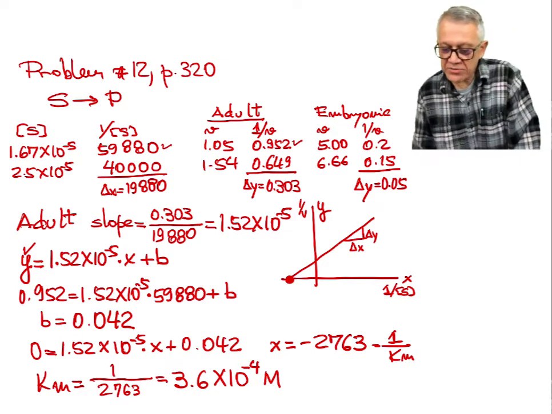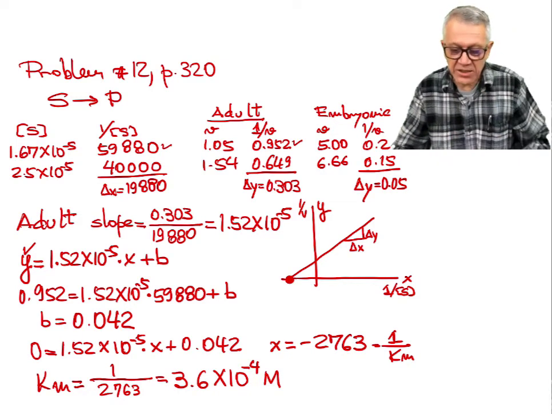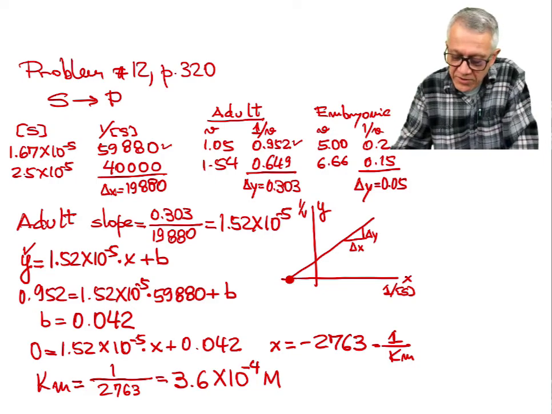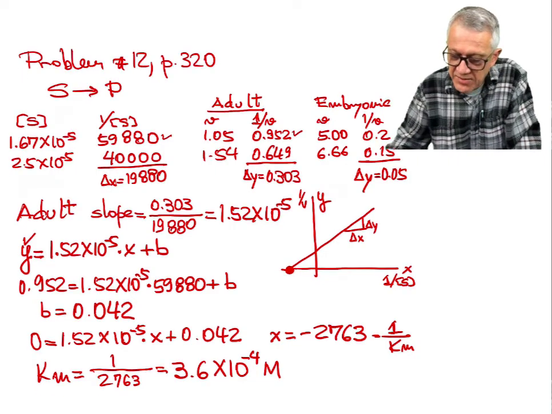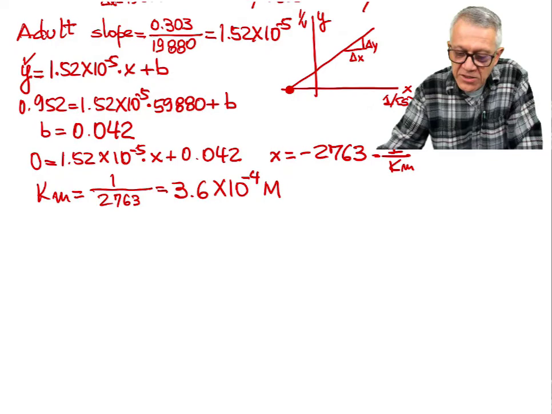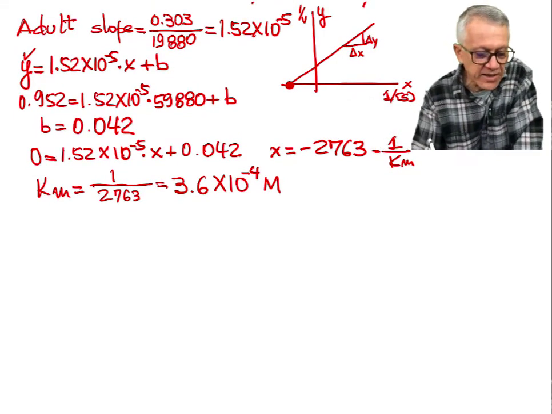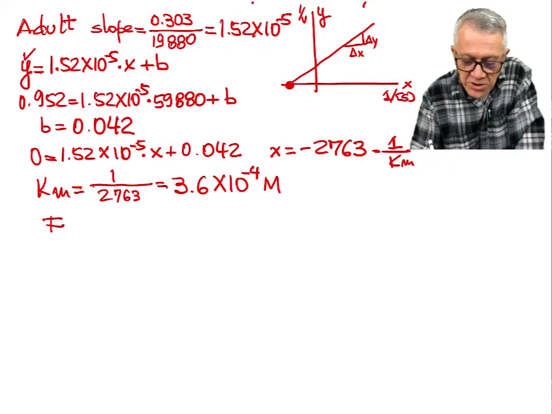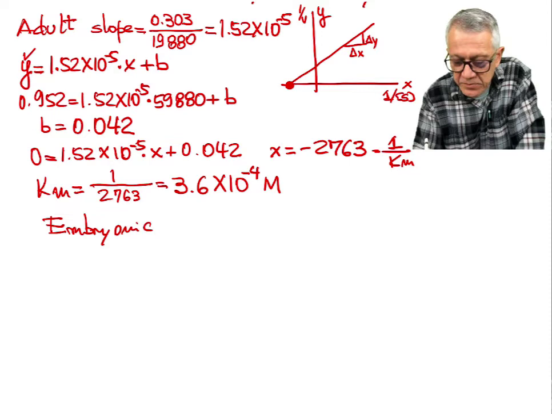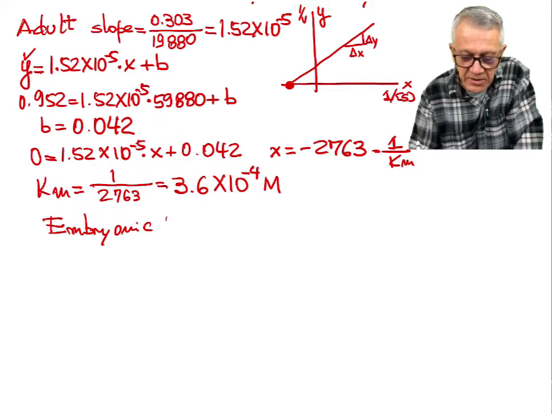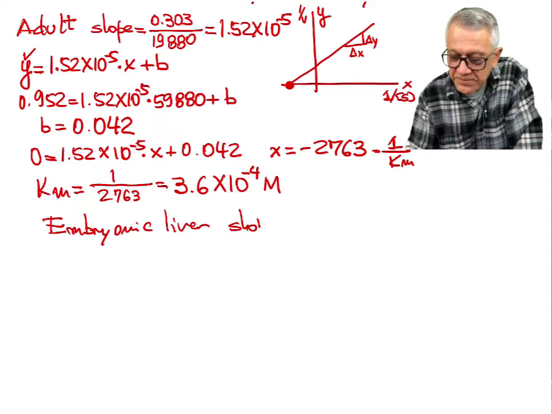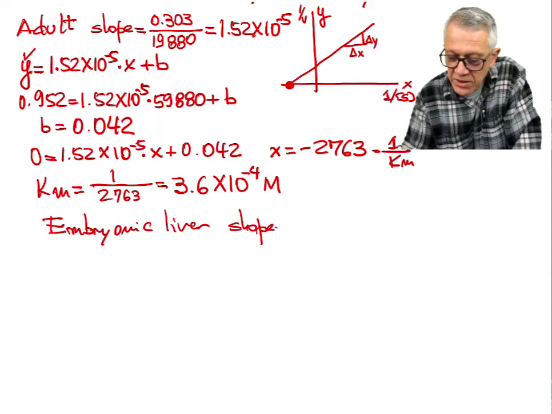Okay, so let's repeat the same process now for the embryonic. If they become approximately the same value, then it's probably the same enzyme. If it's a different value, it's most likely a different enzyme. So let's do the same exercise now for the embryonic tissue, right? Liver tissue. So the slope for this one here is going to be equal.